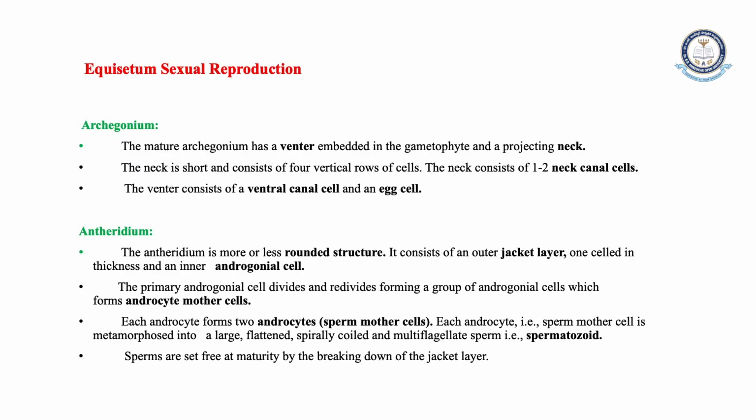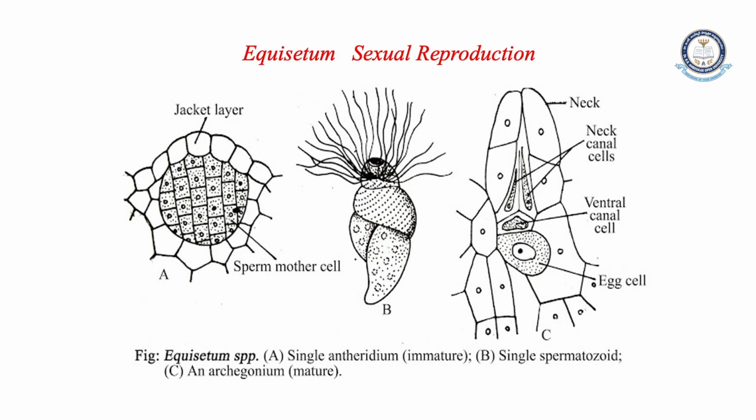The next is the antheridium. This is the male reproductive structure, and it looks like a round structure. This is the jacket layer, and this is the sporogenous tissue, with androgonial cells.